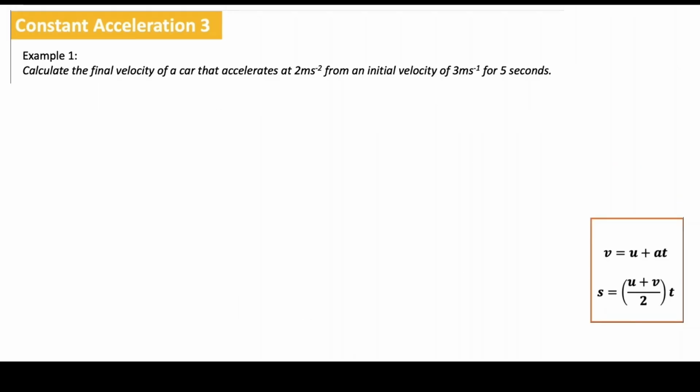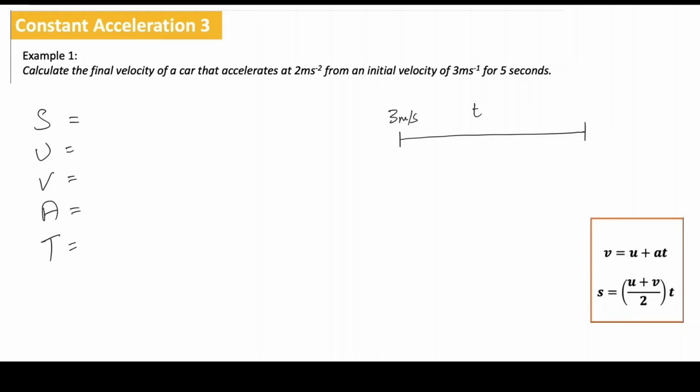Okay, let's see this in action. So we'll start with an example where we're asked to calculate the final velocity of a car that accelerates at 2 meters per second squared from an initial velocity of 3 meters per second for 5 seconds. As soon as I know it's a constant acceleration question, I'm going to get ready to collect my SUVAT variables down the left-hand side. I'm going to produce a diagram to depict what's happening in this journey segment.